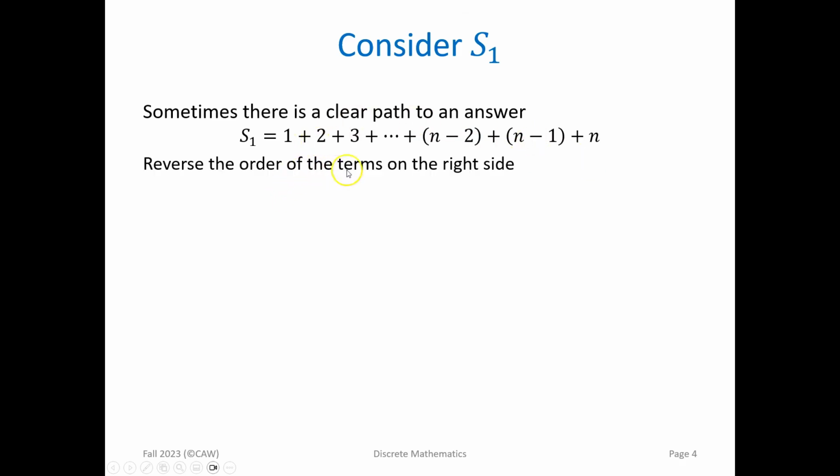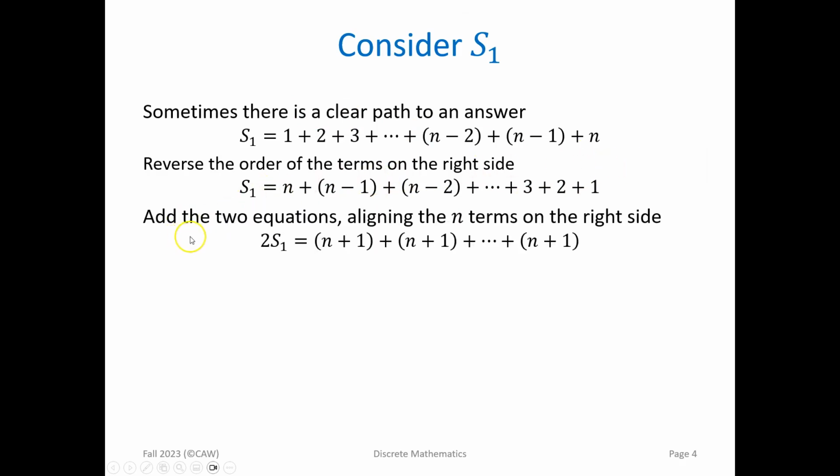Then we'll reverse the order of the terms on the right side of this equation. We'll write it down, and we'll have S sub 1 is equal to n plus n minus 1 plus n minus 2 plus all the way down to plus 3 plus 2 plus 1. Just reverse the entire right side. Now we add the two equations, and we'll align the terms on the right side. There are n terms. We go from 1 through n. And so we're aligning them, adding these two equations.